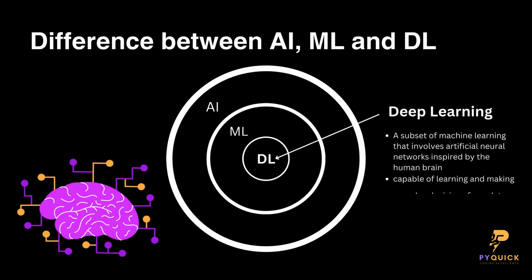Deep learning, or DL, is a subset of ML. It involves neural networks with 3 or more layers. Picture it as an even smaller circle within ML. DL is like the brain of the computer, mimicking how our human brain works to process information.